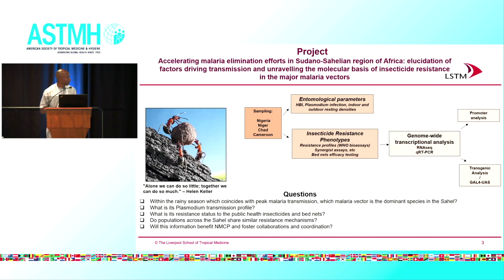Since the Sahel region shares similar ecoclimatic conditions, we were thinking: is it possible that within the rainy season, which coincides with peak malaria transmission in the Sahel, there is a particular major malaria vector which predominates? And can we find out if there is a common mechanism, in terms of transmission profile, insecticide resistance and molecular markers of resistance? If they are common, then we can provide such information to control programs, and it will be beneficial. And if we find information with respect to the Sahel, then will that foster collaboration, more coordination and crosstalk between the respective malaria control programs in the regions where we have the Sahel?